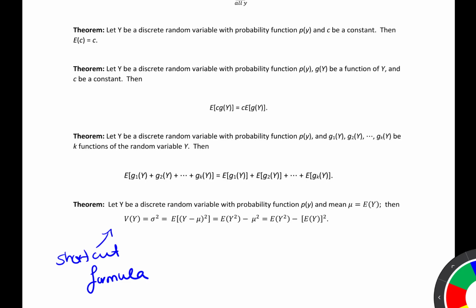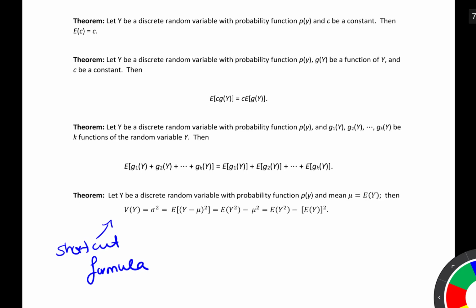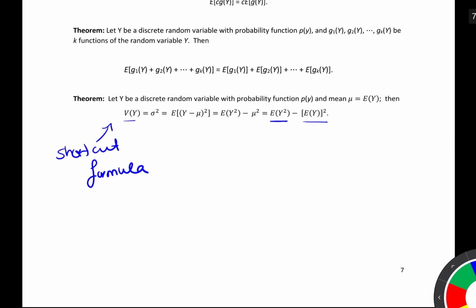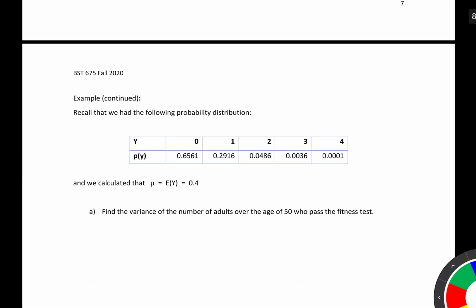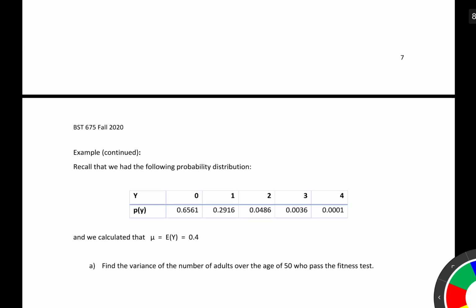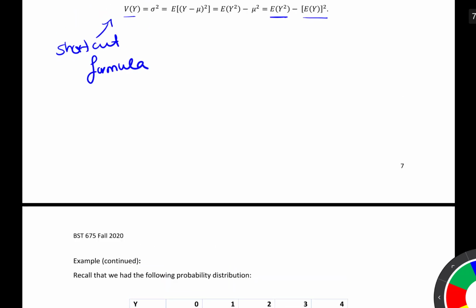So let Y be a discrete random variable with probability function p(y) and mu equal to the expected value of Y. Then notice the variance of Y is equal to the expected value of Y squared minus the expected value of Y, squared. And so we're going to use that formula here. Just to help us out, so we've got this on the same page, let's write that formula here at the top.